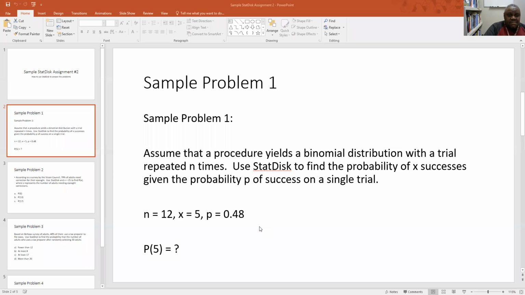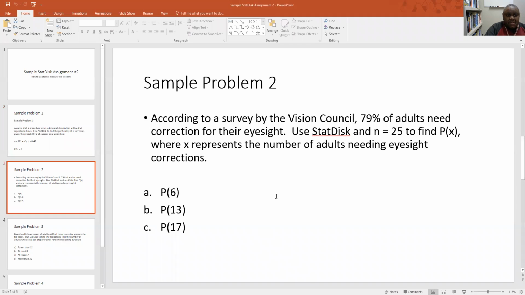All right, now on to problem number 2. Problem number 2 is this. According to a survey by the Vision Council, 79% of adults need correction for their eyesight. You're going to use StatDisk and n equals 25 to find the probability of x. And x is going to be representing the number of adults needing eyesight corrections.